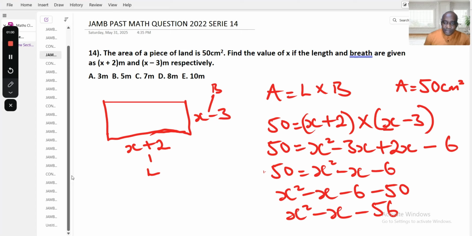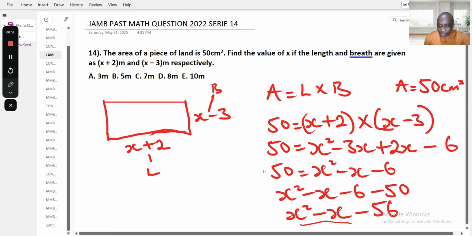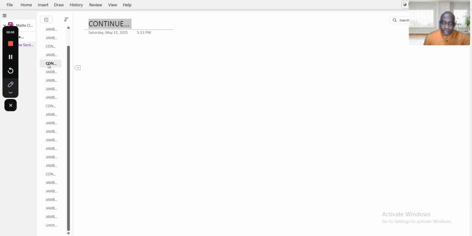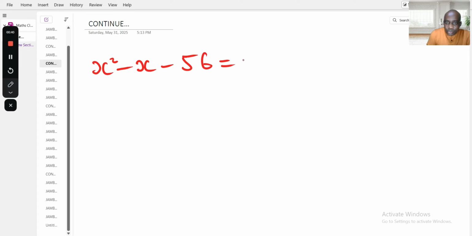Now, let me rewrite the question on the next page. I don't want to clean this space up. What we have left here is x² − x − 56 = 0. Now we look for the two numbers that we can multiply together that will give us 56.